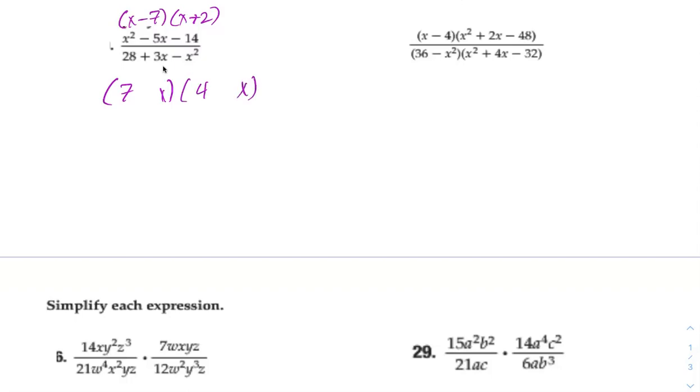Now the tricky thing here is the signs. Where do I put the signs? Now remember, when the middle number is positive, I want the 7 to be positive. So what does 7 get multiplied by? It gets multiplied by the 4 to get 28. It also gets multiplied by this x. So I need this one to be positive, because that'll give me a positive 7x.